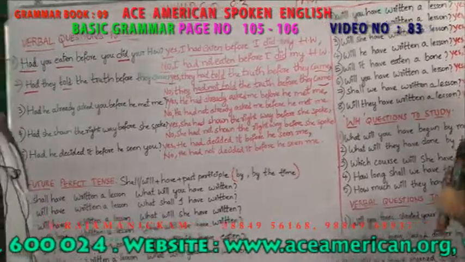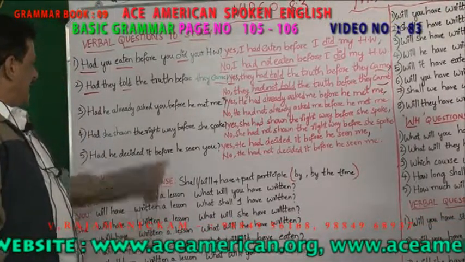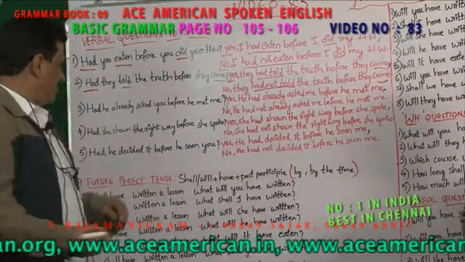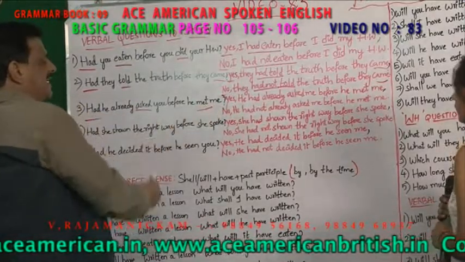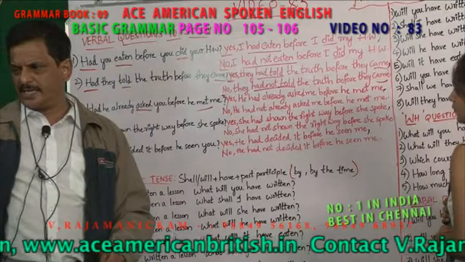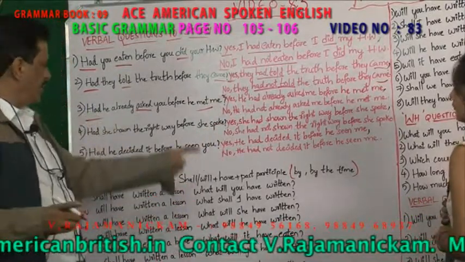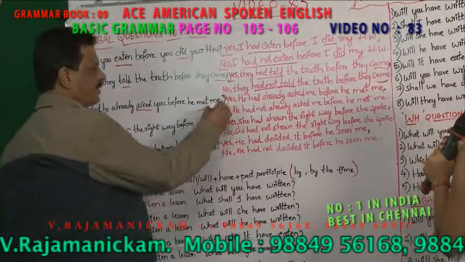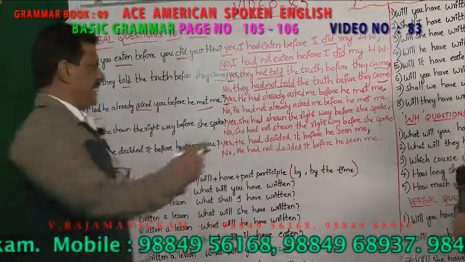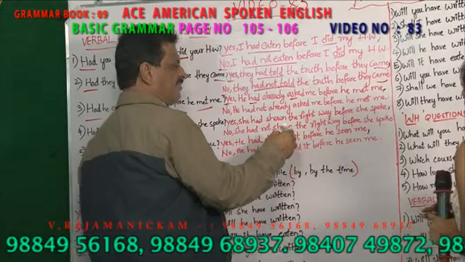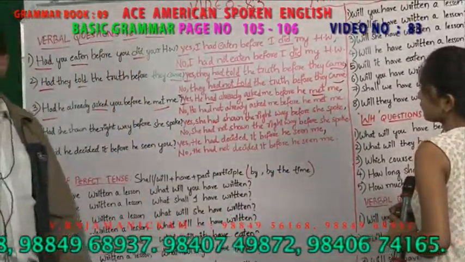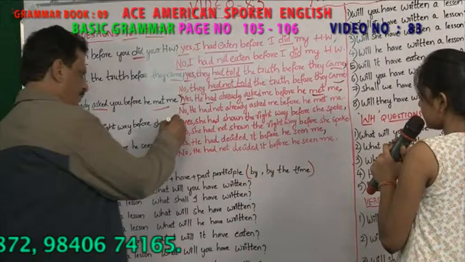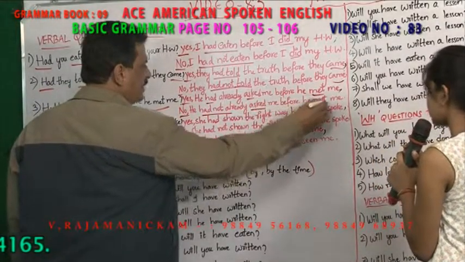And the third question is? Had he already asked you before he met me? So, asked is the first action, met is the second action. Able to understand? You are questioning about the first action and the answer should be yes or no. What is the answer? Yes, he had already asked me before he met me. So, the first action you are confirming, right? The second action is in the past tense, the first action is in past perfect. And if no? No, he hadn't already asked me before he met me.